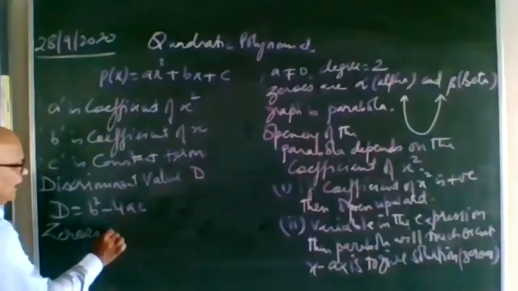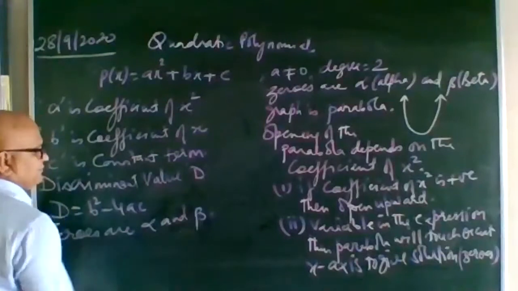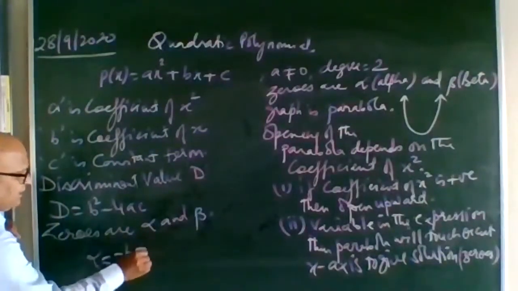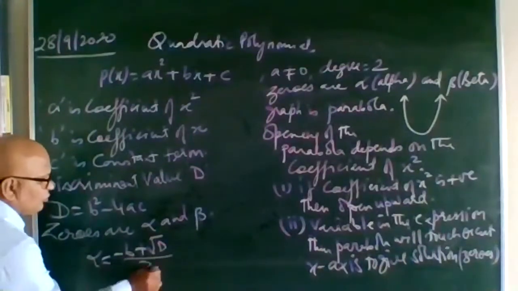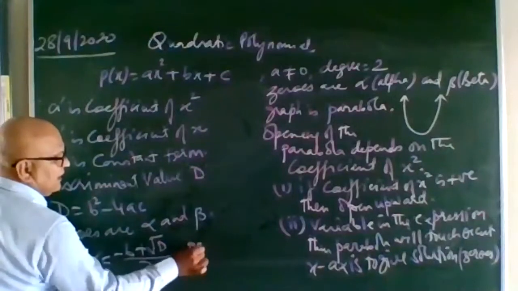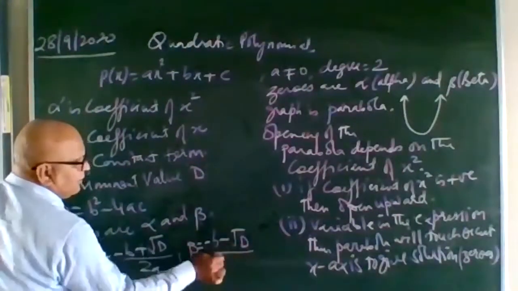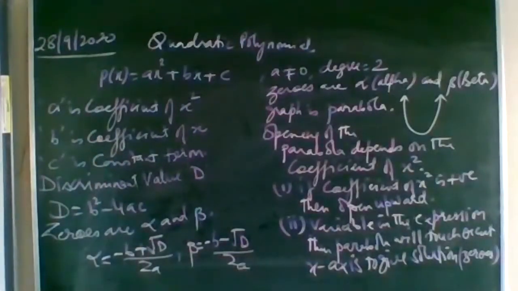Zeros are alpha and beta. Alpha equal to minus b plus root D upon 2a. Beta equal to minus b minus root D upon 2a. So the zeros are this alpha and beta.